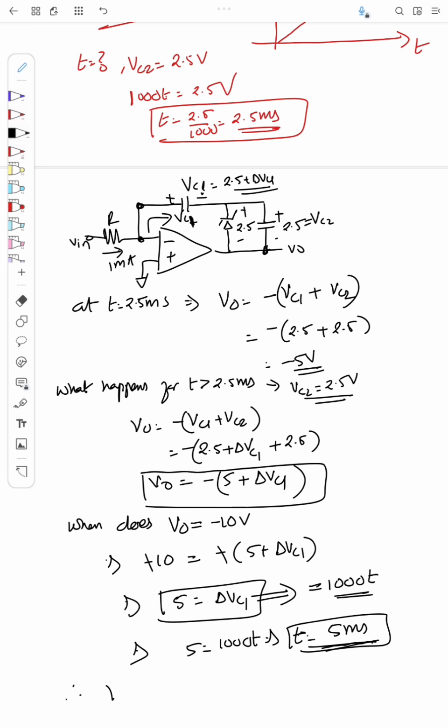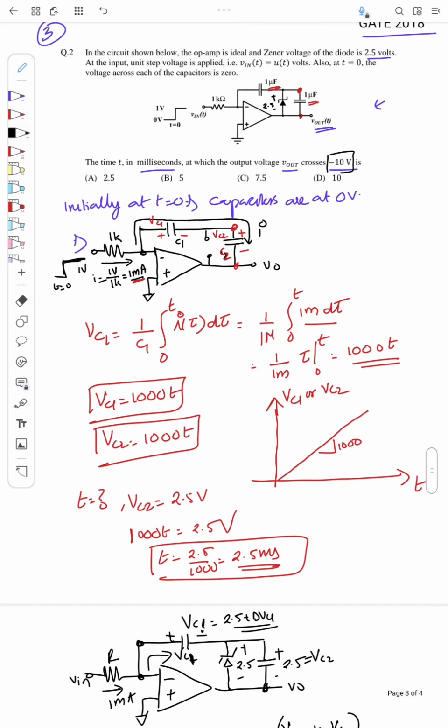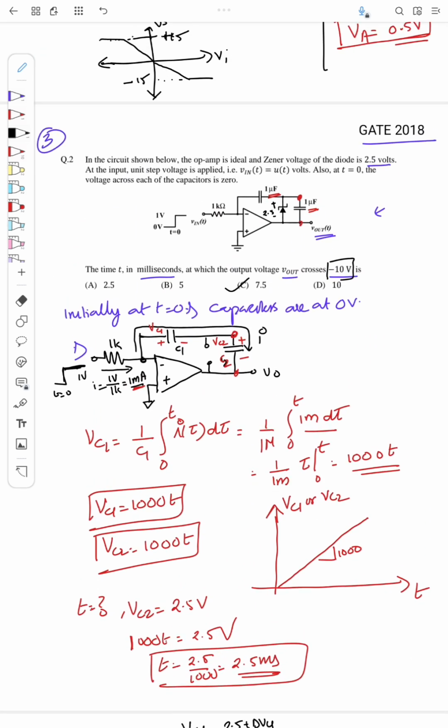So therefore V0 will be equal to 10 volt after how much time? That is the initial 2.5 millisecond plus the remaining 5 millisecond, so it will require 7.5 millisecond for V0 to attain 10 volt. So the answer is C, 7.5 millisecond. Thank you.